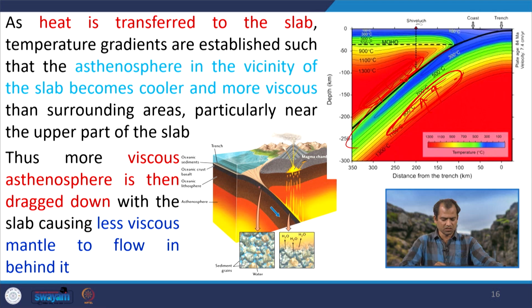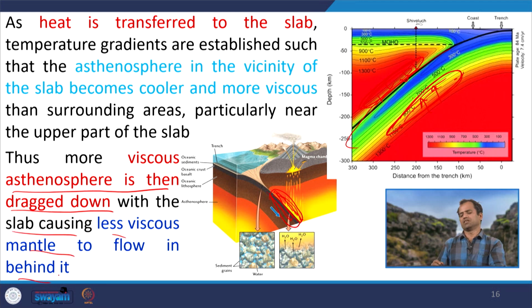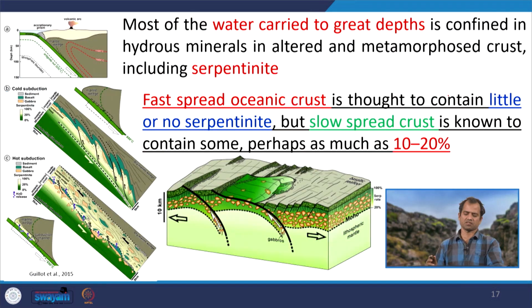So, now this plate is downgoing. Along with this downgoing slab, some part of this asthenosphere which is losing heat, or contributing heat for heating this downgoing slab, also adheres to the system. So, that means the whole system is going down. Thus, more viscous asthenosphere is then dragged down with the slab, causing less viscous mantle to flow behind it. So, that is why this system is going down, and to compensate this area, the less viscous material from this asthenosphere is flowing to compensate this place.